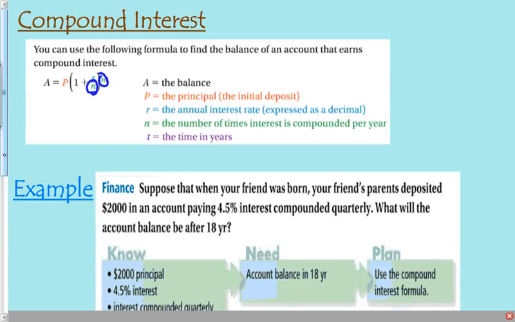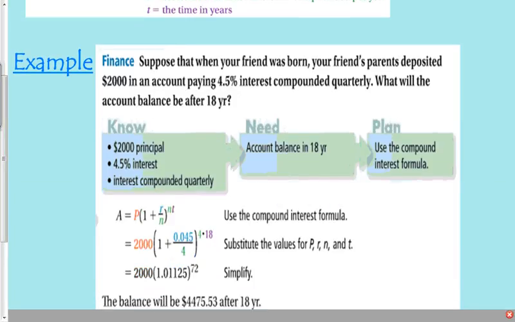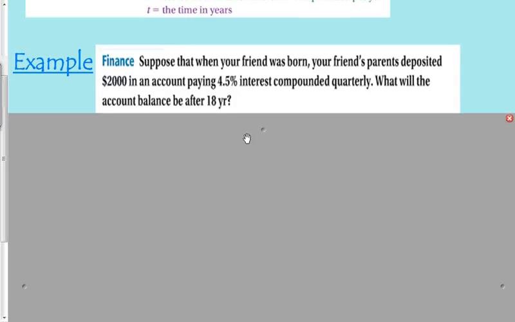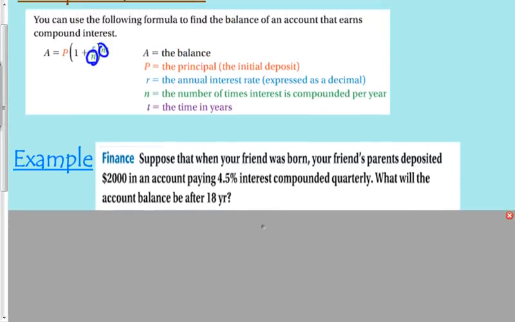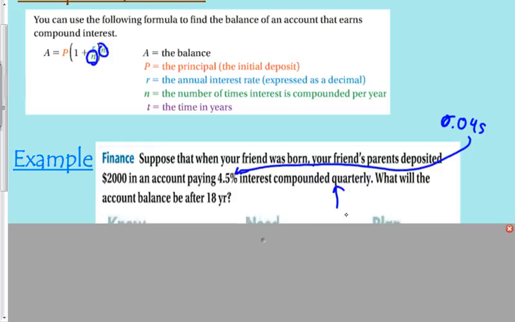So here's an example. We're not going to spend a ton of time on this because I want to get to exponential decay yet. But it says, suppose that when your friend was born, your friend's parents deposited $2,000 in an account paying 4.5% interest. So by the way, 4.5% would be, if you move the decimal over twice, 0.045. And if it says quarterly, that means it's 4 times per year. That is part of that formula.